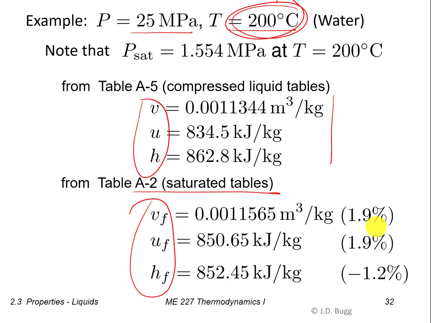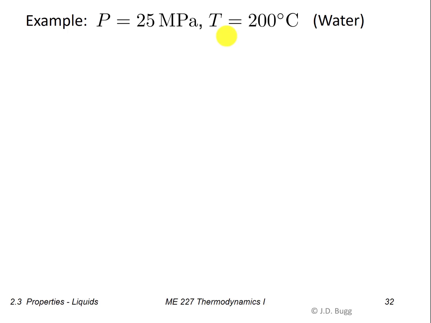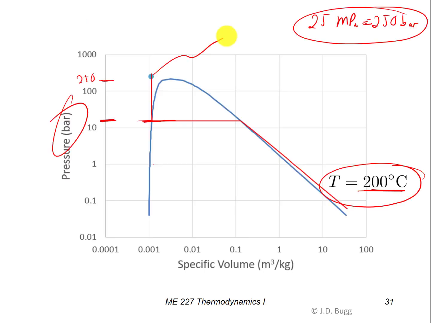So the specific volume is within 2%, it's about 1.9% high. The internal energy is also about 1.9% high, and the enthalpy is about 1.2% low. So these are actually quite accurate estimates of all three of these properties at 25 megapascals and 200 degrees C. So the reason that this is happening, just to go back here, is that the properties at this point and at this point are almost exactly the same.